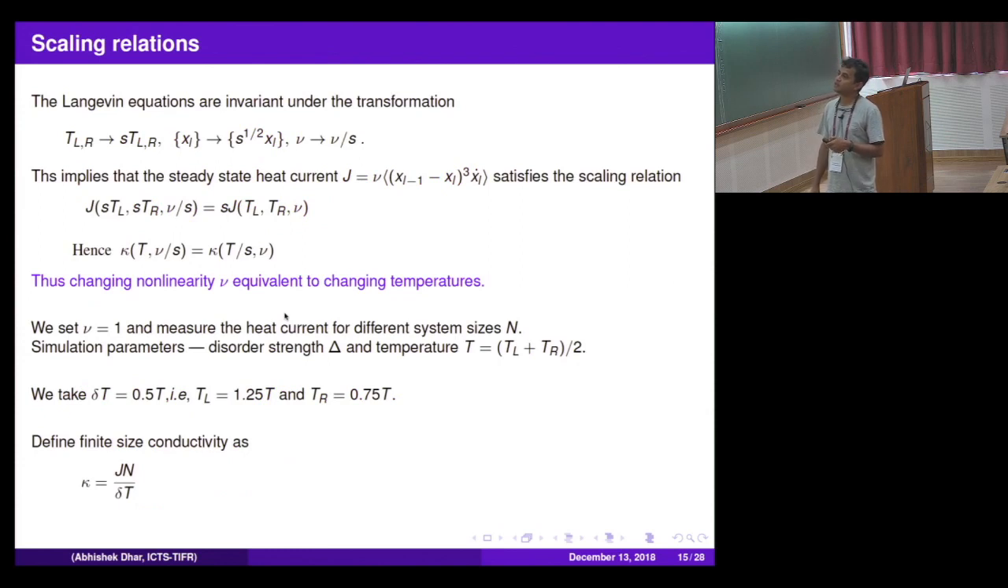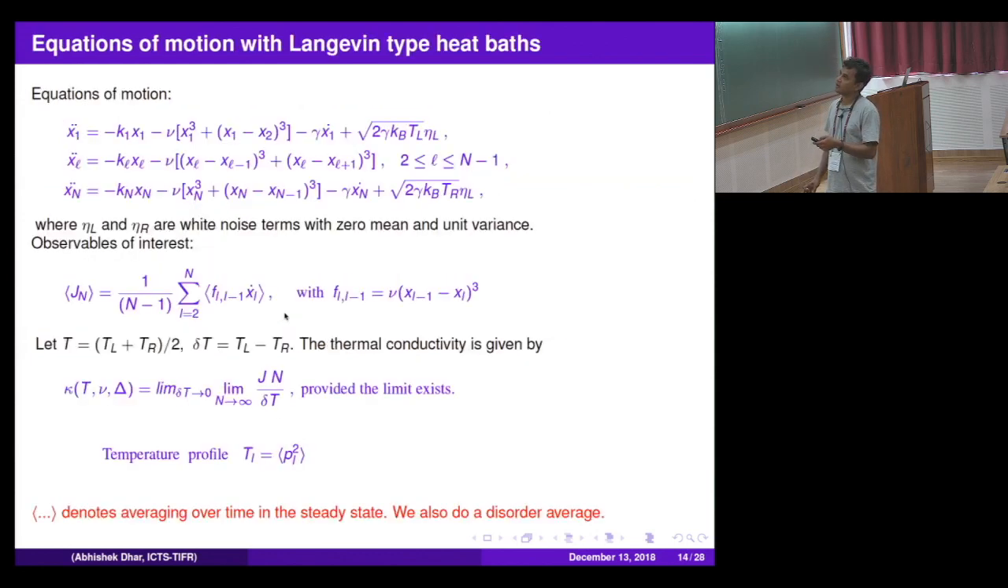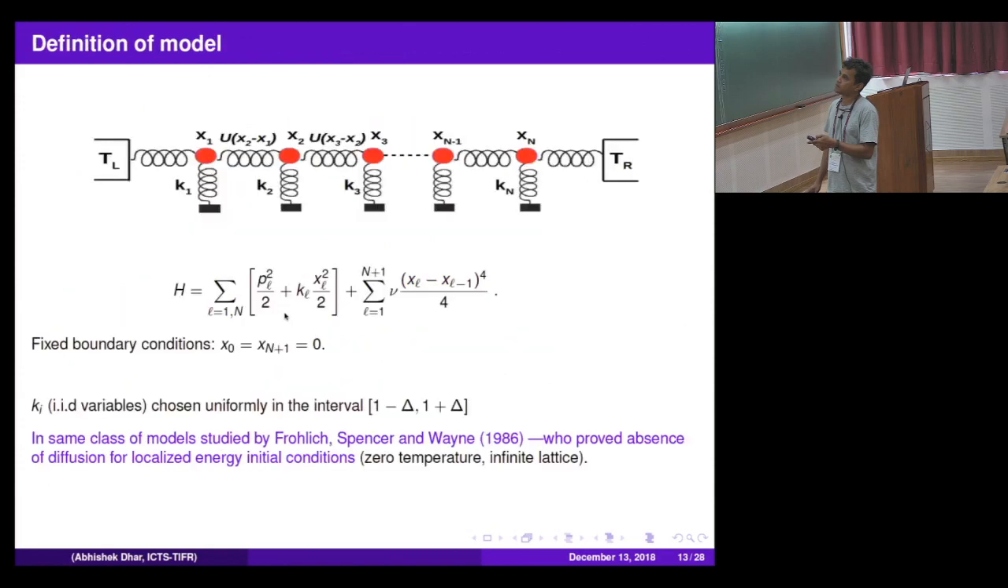One thing you can quickly check in this system is that simple scaling arguments show how the conductivity depends on the parameters. The parameters are the anharmonicity strength nu, the temperature, and the system size. What you can show is that the conductivity depends only on the combination nu times temperature. So you can fix nu to be 1 and just vary the temperature.